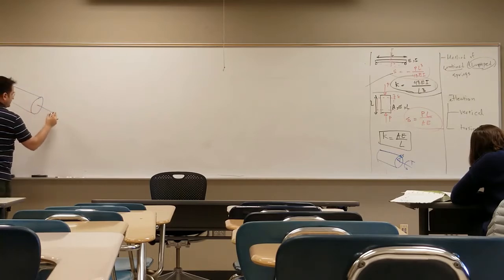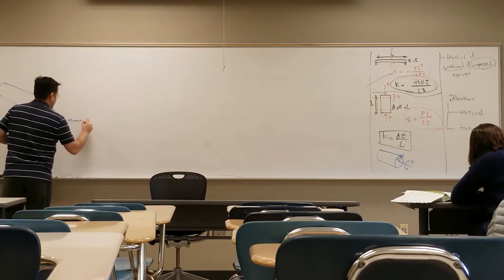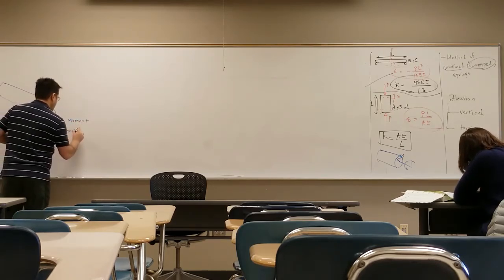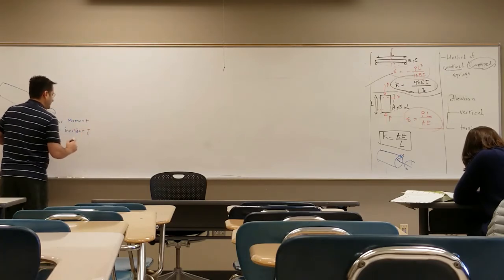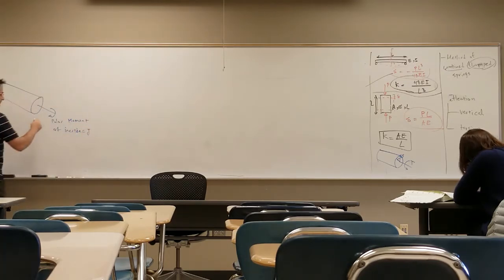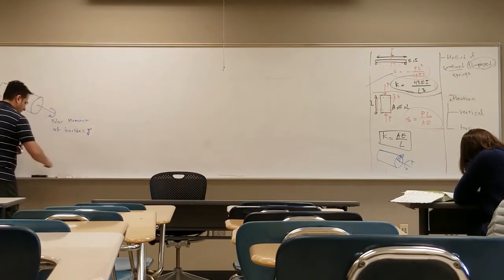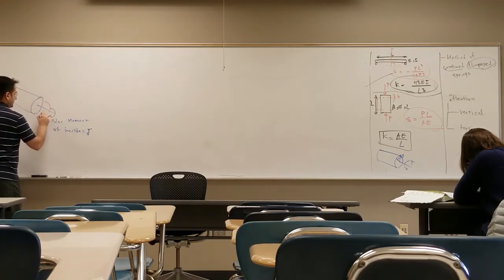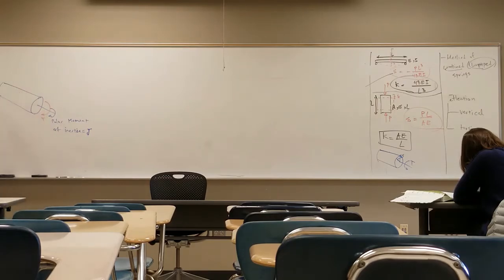You have a shaft. This is the polar moment of inertia, equal to J. And then I apply torque T there, and let's say this is length L. One end is fixed to the wall. Right? And I want to see how much this angle is in terms of the length and shear modulus of elasticity and everything else.